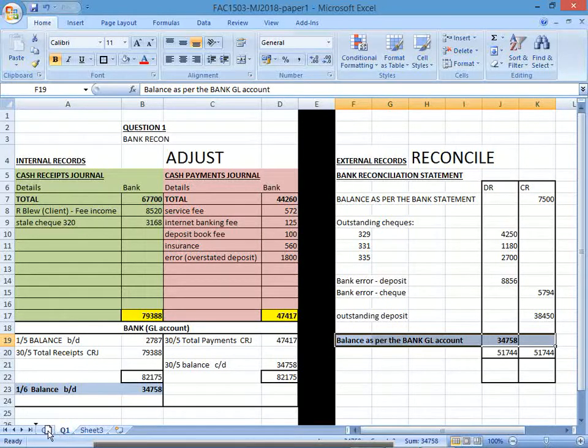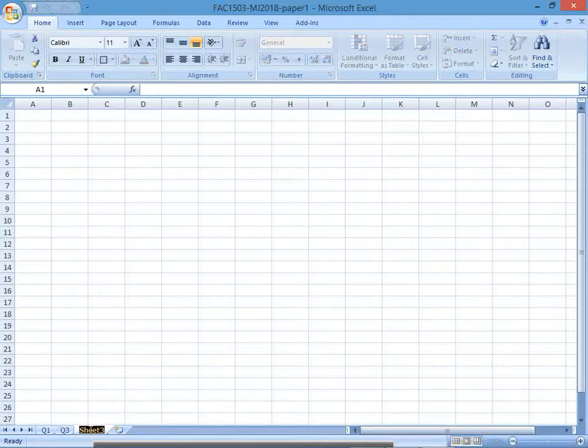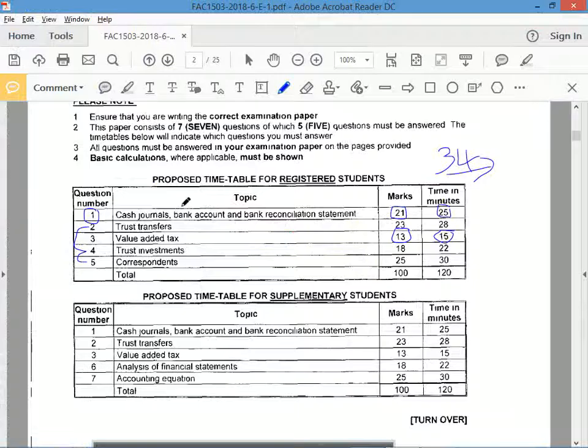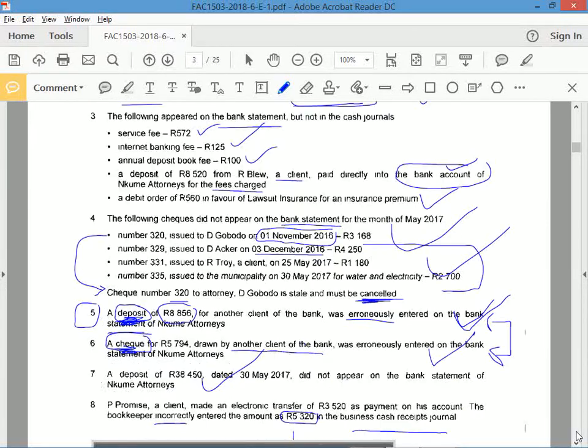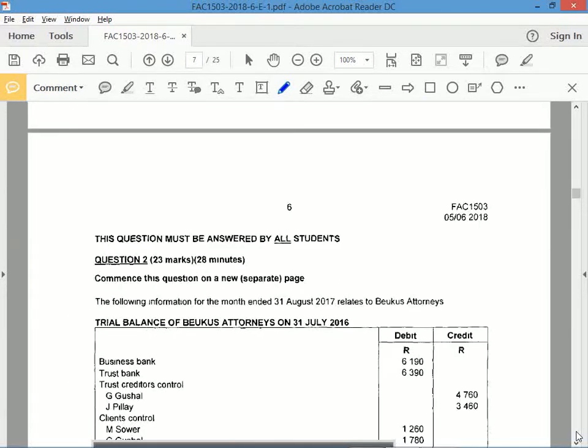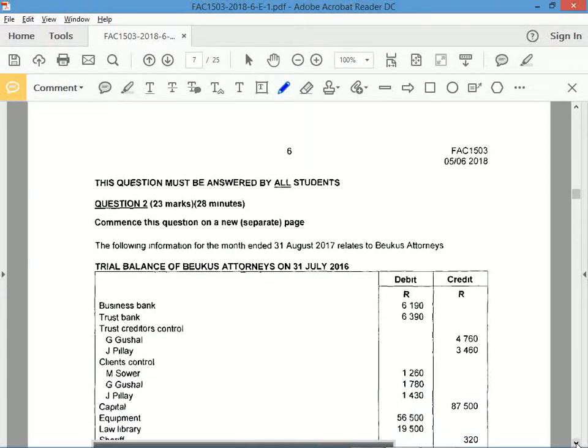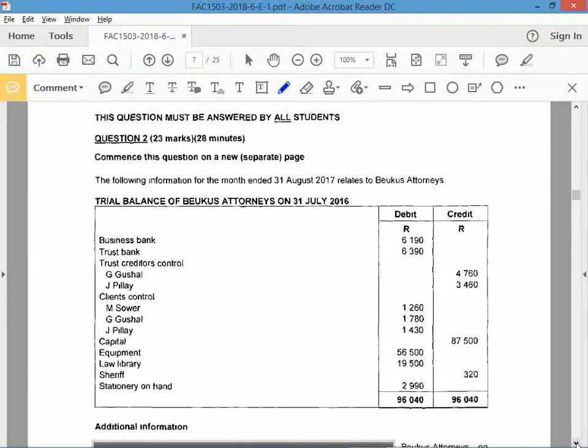Question 1 is complete. Let's move 1 to the front. Let's put another one here, question 2. Let's put a heading for it, Question 2, and underline it. Let's save, and it starts. This one's out of 23 marks, and 128 minutes is the time. Trust transfers. Scroll down, let's have a look. There it is. This question must be answered by all students. Question 2, commence this question on a new page.